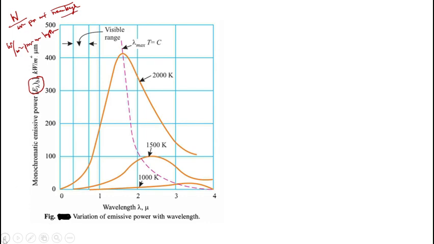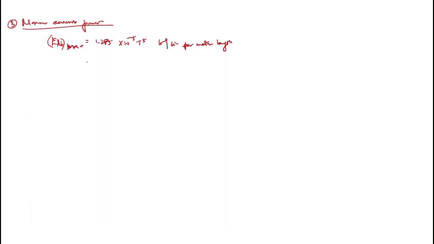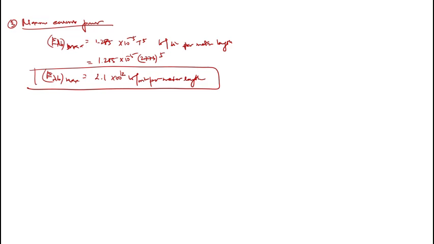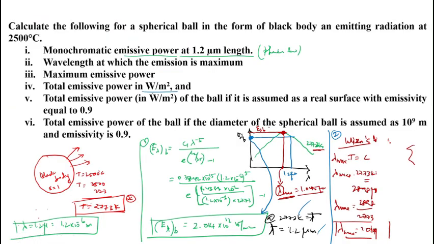Okay. Here you know the temperature value, 1.285 into 10 to the power of minus 5, times 2773 whole power 5. So here E lambda B max we are getting is 2.1 into 10 to the power of 12 watt per meter square per meter length. Okay. The next one, fourth one, you are going to find the total emissive power in watt per meter square.